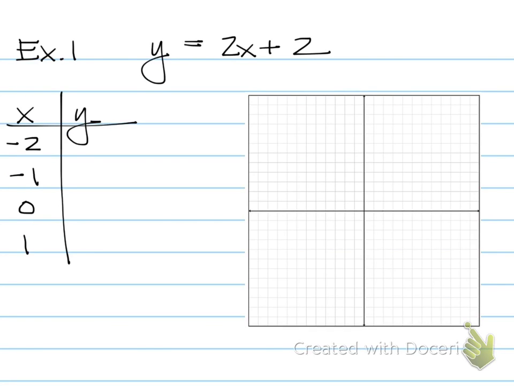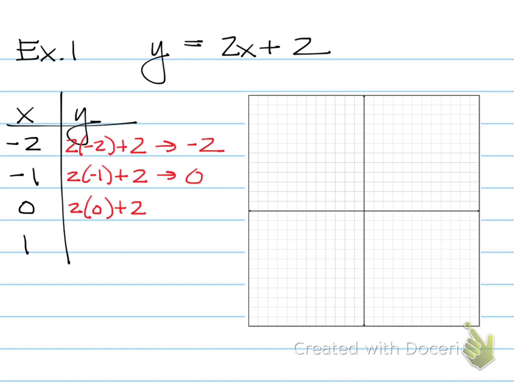First example, we have the equation of this line, and we're given values for the x-coordinates, so we're going to plug those values into the equation to determine the corresponding y-coordinates. When I plug in -2, 2 times -2 is -4, and -4 plus 2 is -2. When I plug in -1, 2 times -1 is -2, and -2 plus 2 is 0. When I plug in 0, 2 times 0 is 0, and 0 plus 2 is 2. When I plug in 1, I get 2 times 1 plus 2. 2 times 1 is 2, and 2 plus 2 is 4.